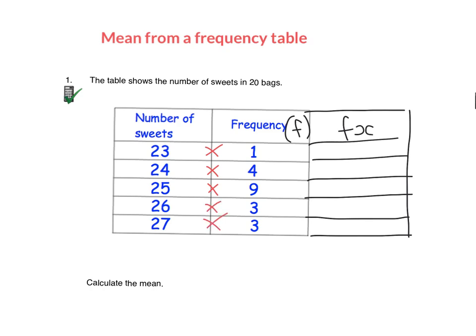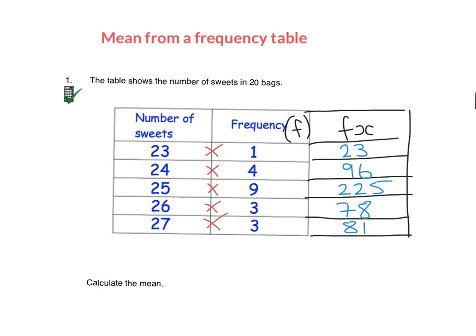Okay, so 23 multiplied by 1 is 23. 24 times 4 is 96. 25 times 9 is 225. 26 times 3 is 78. And 27 times 3 is 81. Okay. Our next step is to add it up.